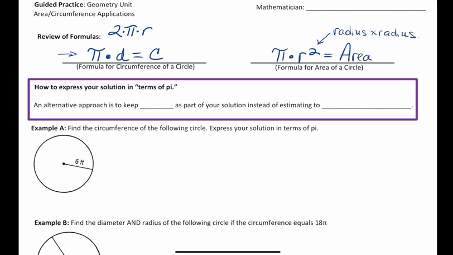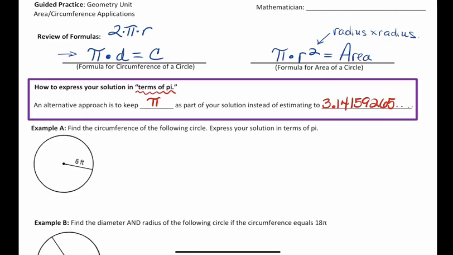So how do you express your solution in terms of pi? This is the new topic today. An alternative approach is to keep pi as part of your solution instead of estimating it to a number. We usually estimate it to 2 decimal places, but you can go even further, 3.14159226, you can keep going and going. Or you can use your pi button on your calculator.